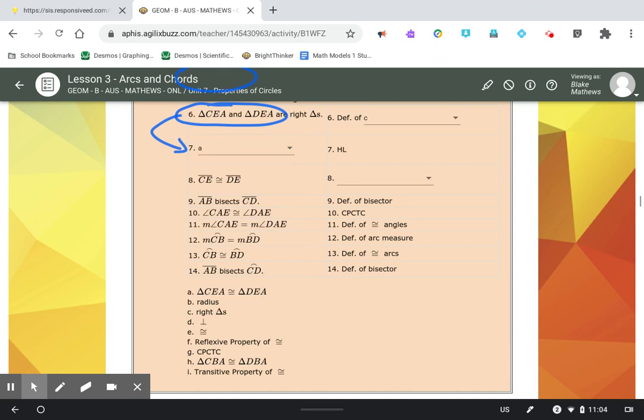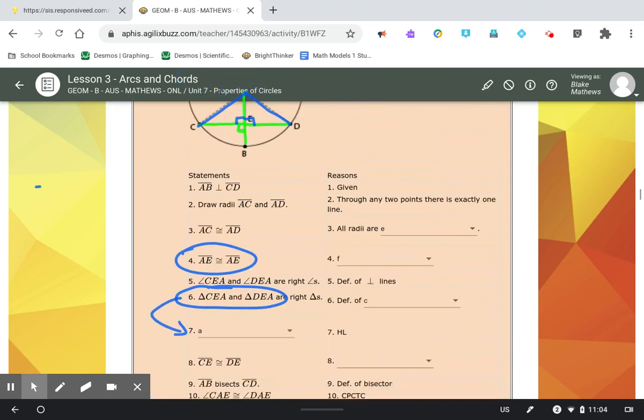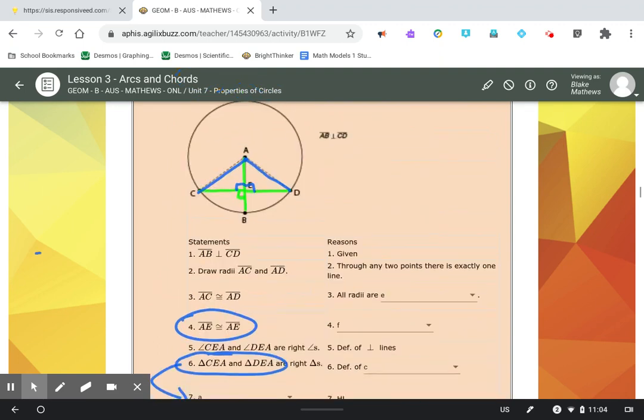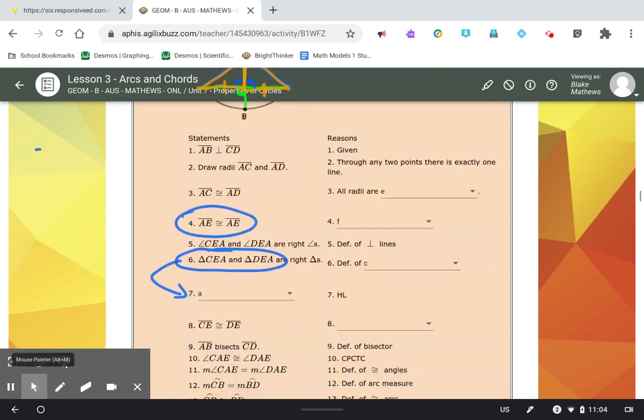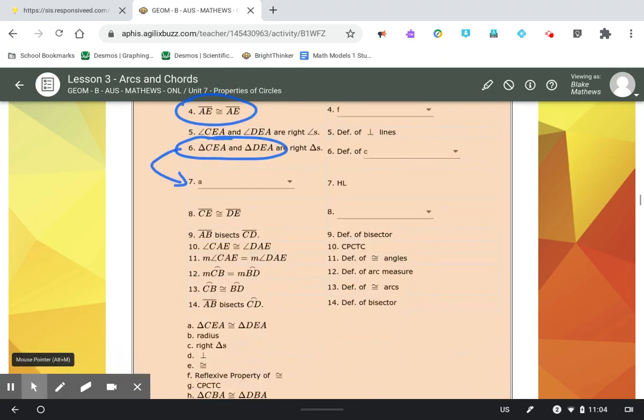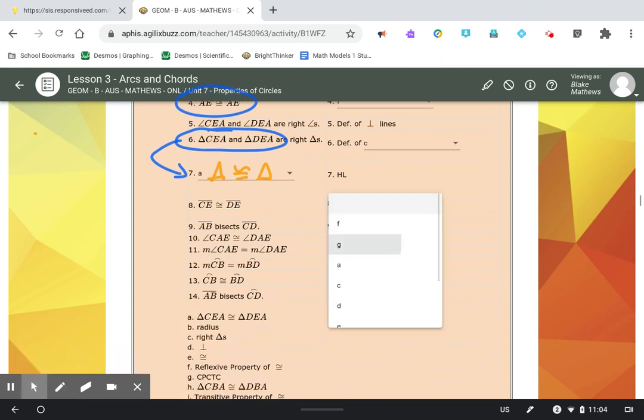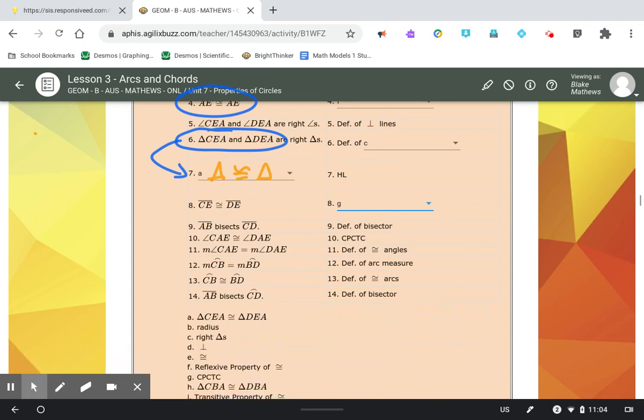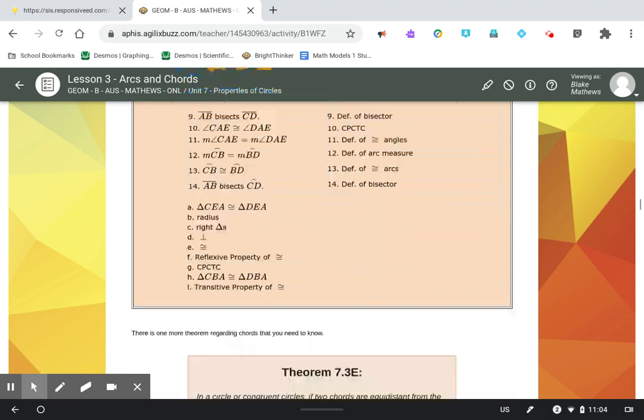And then the next statement says that CE is congruent to DE. Well, where do we get that? We got that from the fact that we proved these two triangles were congruent right here, this triangle and this triangle. So if they're congruent, then these have to be congruent. And that's CPCTC. Remember, I always told you, anytime you say triangles are congruent in one statement, your next statement is always going to be CPCTC. So that's going to be answer choice G. And actually, the rest of that is filled out for us. All right, let's keep going.